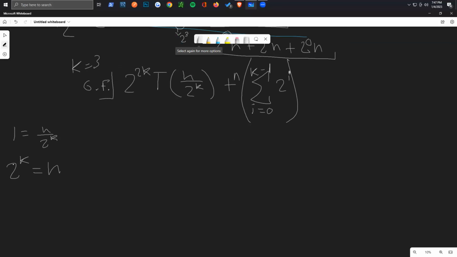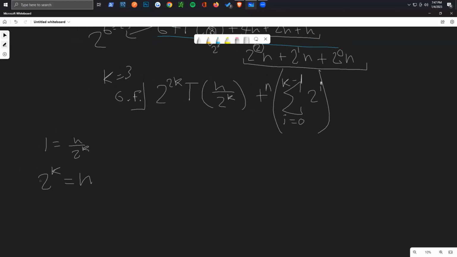So let's think about it. Okay, so we know that right here, 2 to the k is equal to n. So if we substitute 2 to the k right here, we're going to end up with just 1. And we know that t of 1 is equal to 1. So we can just remove that. So now we have times t of 1, which we know is going to end up being 1. So I'll just remove it right now. And we still have n.